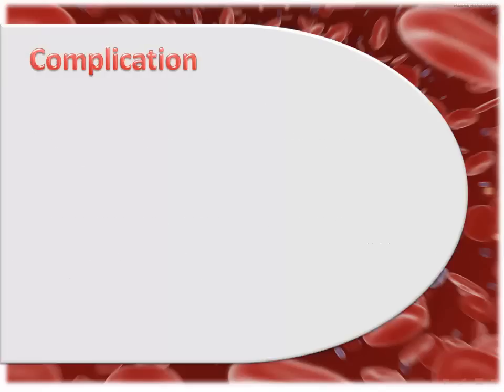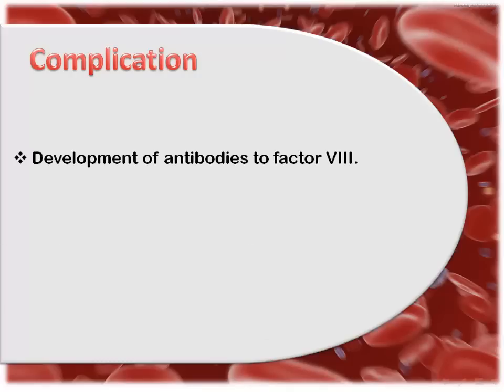Complications of hemophilia A. The complication associated with treatment is development of antibodies to factor VIII, and this happens in about 30% of people with severe hemophilia. And management of such patients is very difficult, because even when given high doses of factor VIII, there may not be an increase in the level of factor VIII to the level that we need, because these antibodies will attack the factor VIII and abolish it.